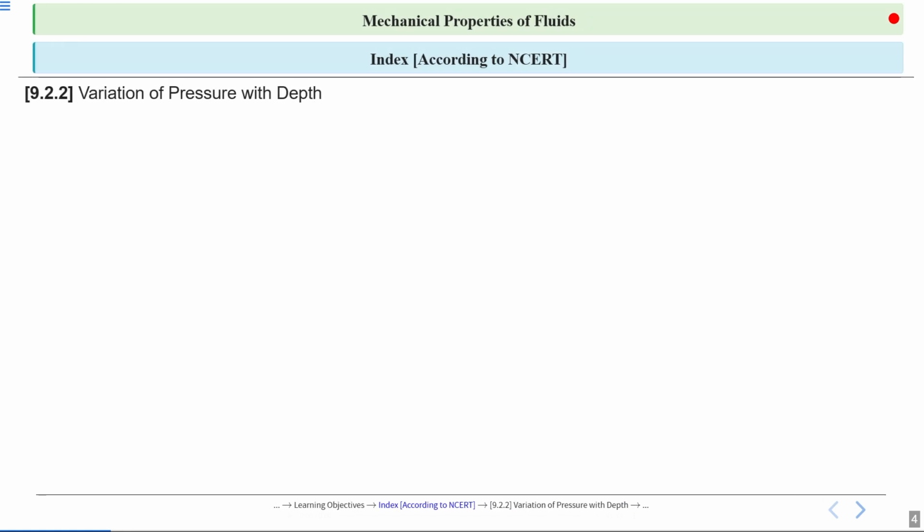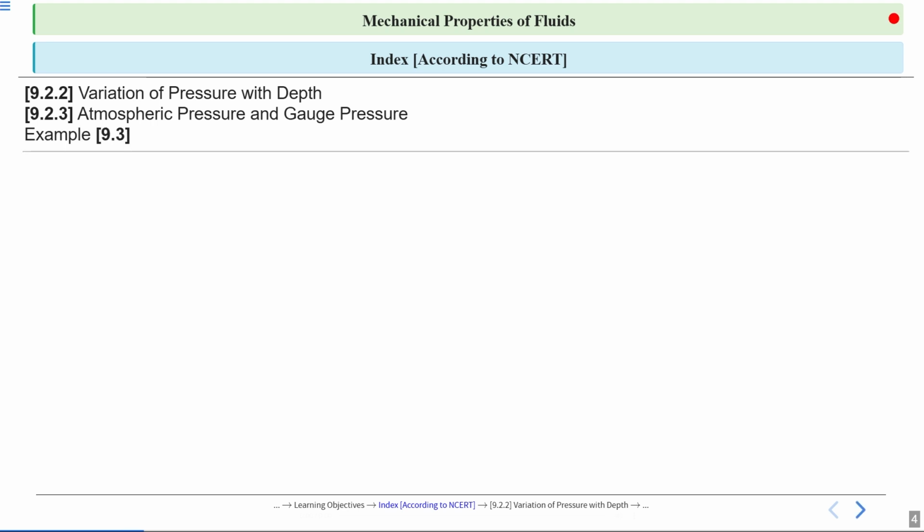So, in today's lecture, we will cover first 9.2.2 variation of pressure with depth. After that, 9.2.3 atmospheric pressure and gauge pressure. And last, we will solve an example 9.3.